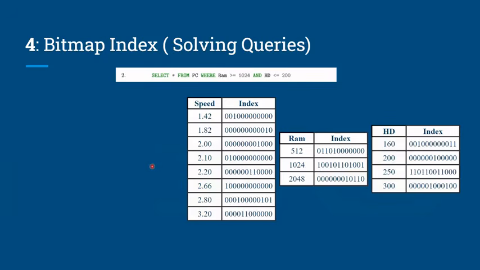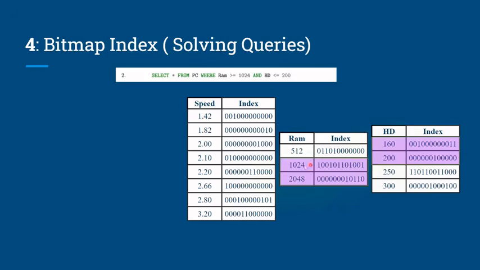Next query, a range query in this case. RAM is greater than or equal to 1024. So we've got the RAM 1024 and whatever is greater than that. And the HD is less than or equal to 200. So this one and whatever is less than that. So these are the ranges which we would take into consideration. Then what?